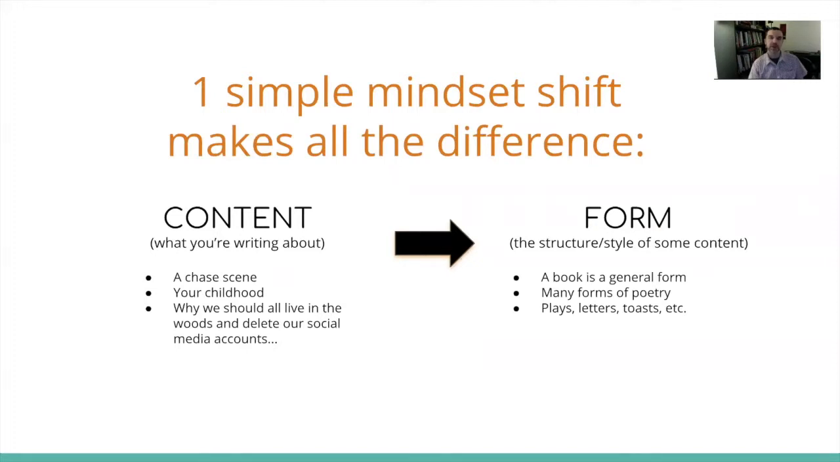So briefly speaking, content is what makes up a piece of writing. So the stories or the anecdotes or the information that's being conveyed in a particular piece of writing is what we generally mean by the content. The form, on the other hand, is the structure, the organization, the way the writing is put together according to a set of conventions. So a book is a form. There are many different forms of poetry. Plays, letters, toasts are all different kinds of forms of writing and of communication.